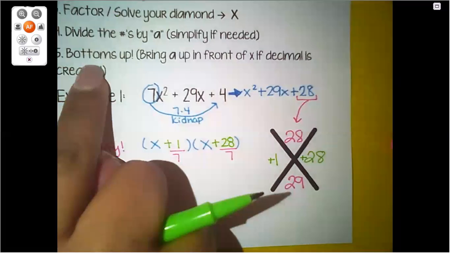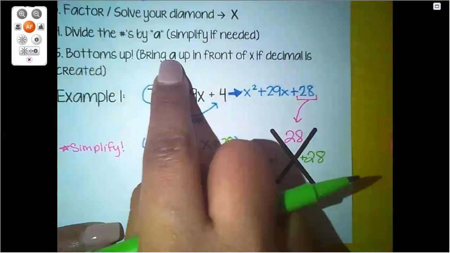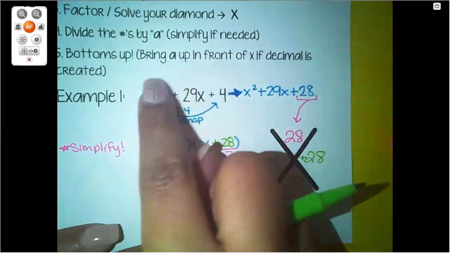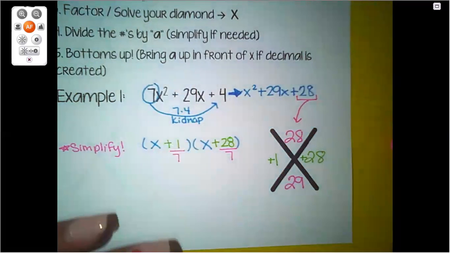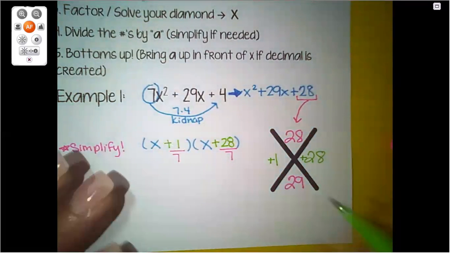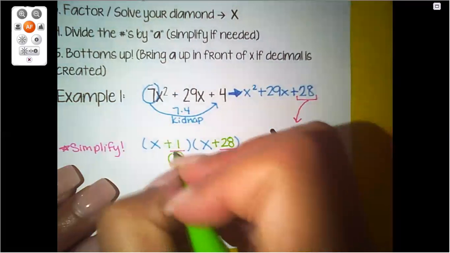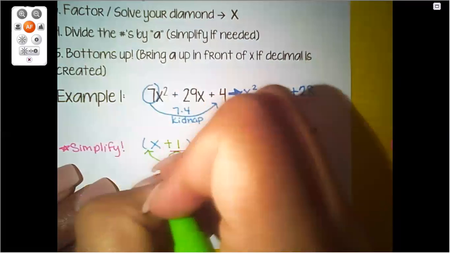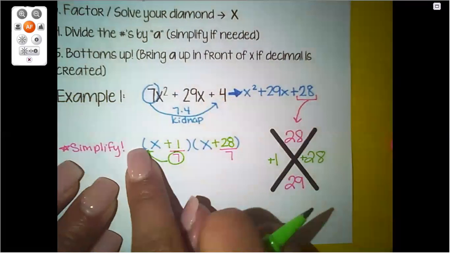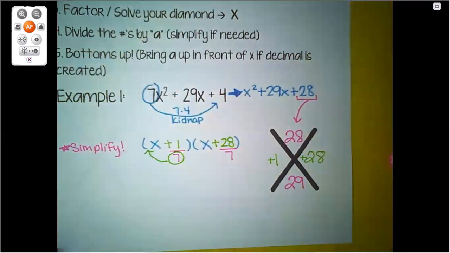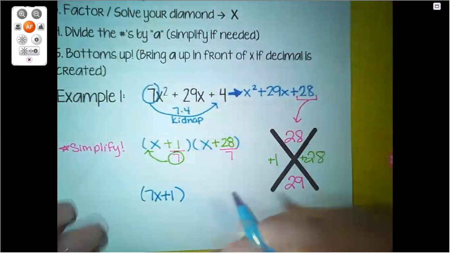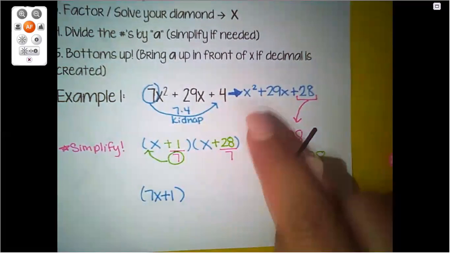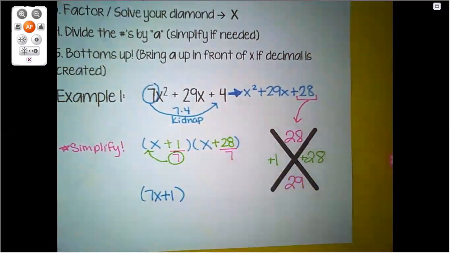Okay, look at step 5. It says bottoms up. You're going to bring the bottom number up in front of x if a decimal is created. If you type in your calculator 1 divided by 7, it'll still give you a decimal. Or if you put math enter, the fraction would stay the same. So I'm going to grab that bottom number, bottoms up. Think about that song, bottoms up, and move it to the top. And this creates a new binomial, 7x plus 1.